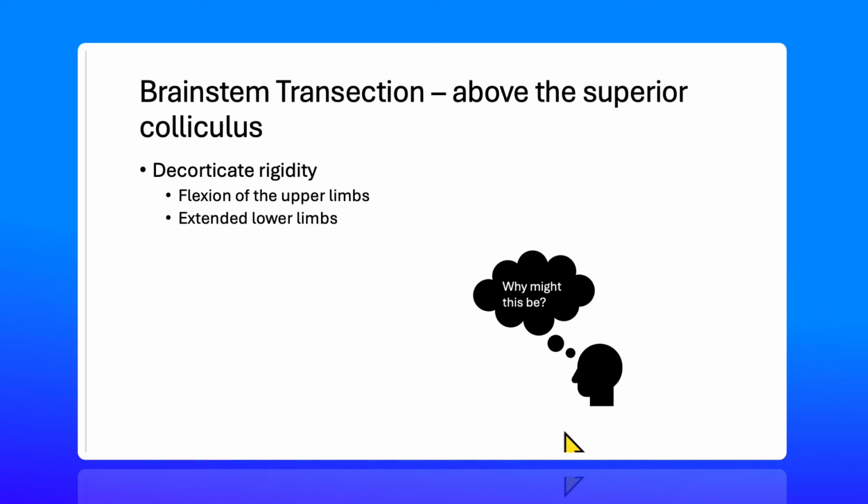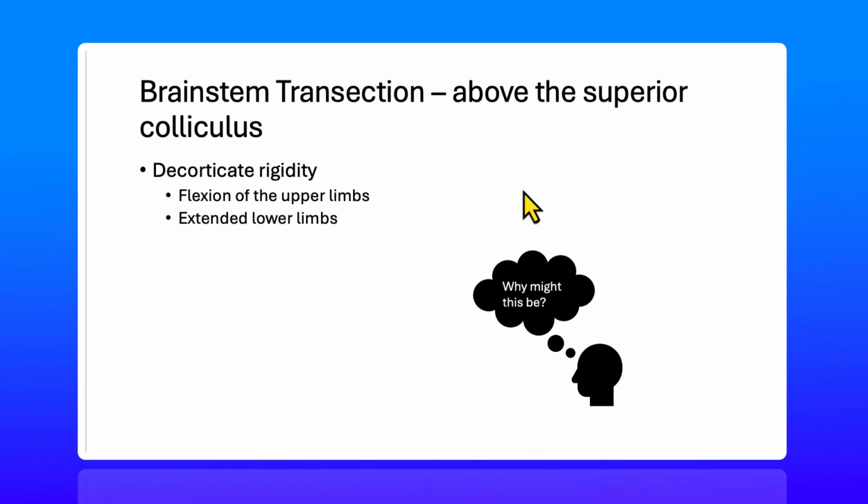So what happens if the brainstem is transected just above the superior colliculus? When that happens, what you get is a flexion of the upper limbs and still extension of the lower limbs. And we call it the decorticate rigidity. And why might this be?